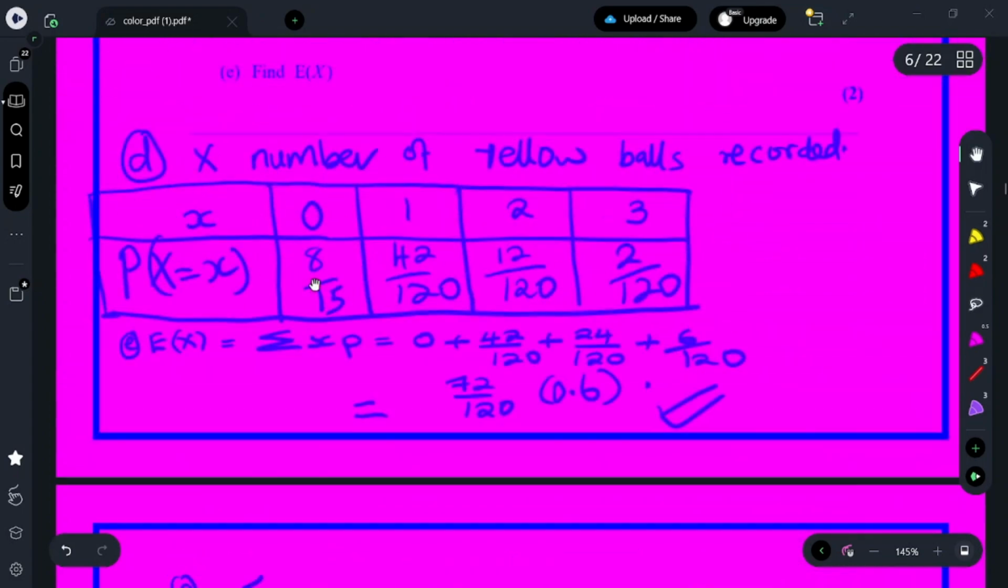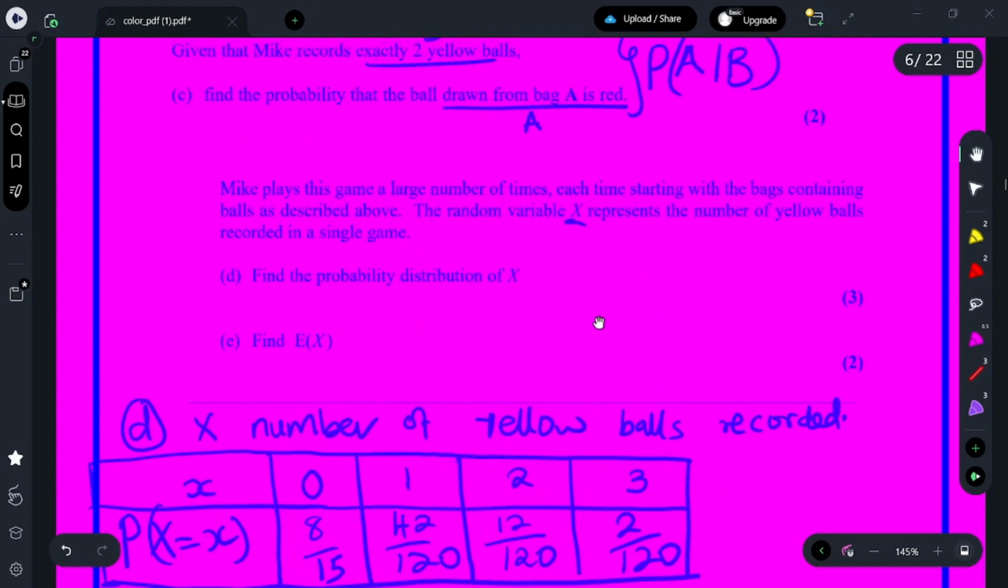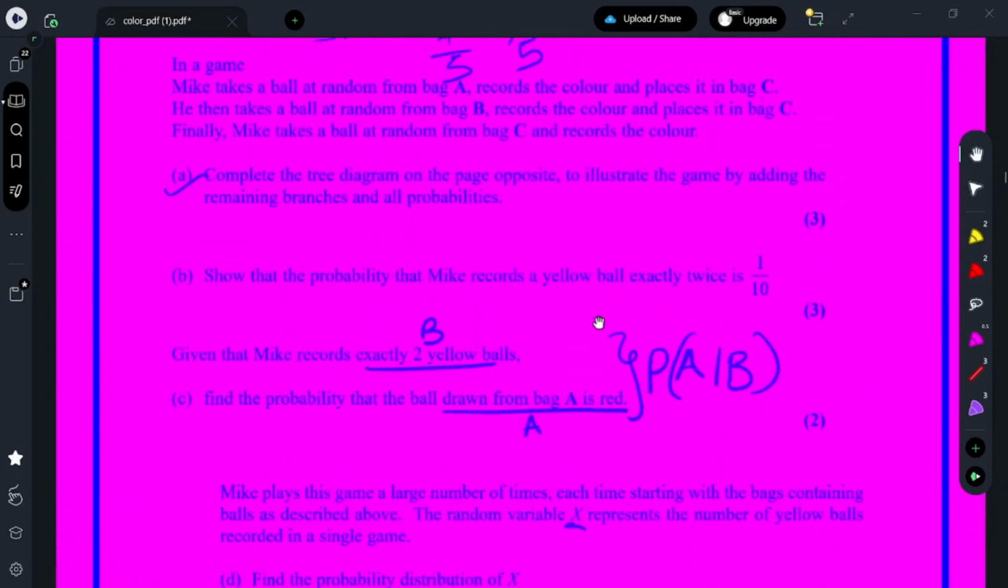So we distribute the probabilities on a probability distribution table, and we will be able to find the expectation of x. That is the mean of x, given by the formula summation of xp: every x value times the probability. 2 times 42 over 120, 0, 3 times 2 over 120, which gives us 3, 6 over 120. Eventually, this gives us 0.6. That is done for question 2.